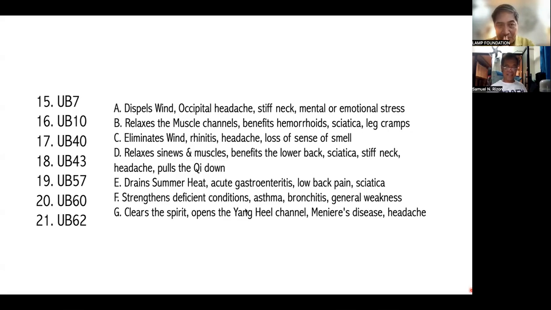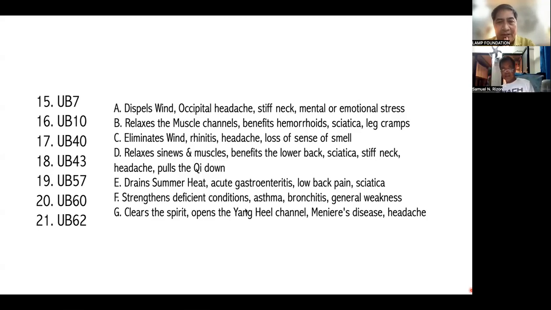We'll try, Po. Okay, do it. I will do it. Okay, Bladder 7. My answer for this one is eliminate the winds, rhinitis, headache, loss of sense of smell. Letter C, Po. Okay, very good.